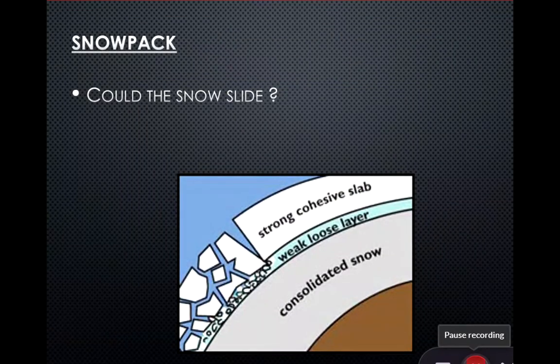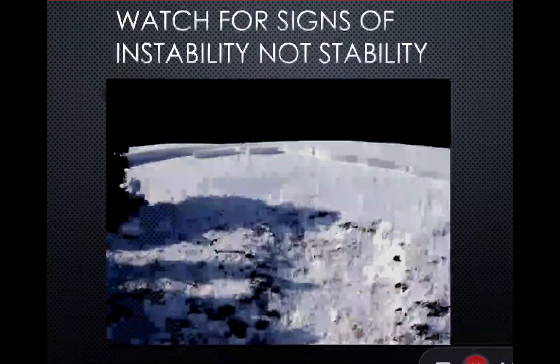The next aspect, or the next leg of the triangle that I'm going to talk about, is the snowpack. Could the snow slide? That's really the question. Is there a strong cohesive slab sitting on top of a weak layer, sitting on top of some sort of a bed surface which could slide in? That's kind of the setup for a potential slab avalanche. And so we're going to look at the snow and the snowpack to see if we can figure out if this setup for a slab avalanche exists.